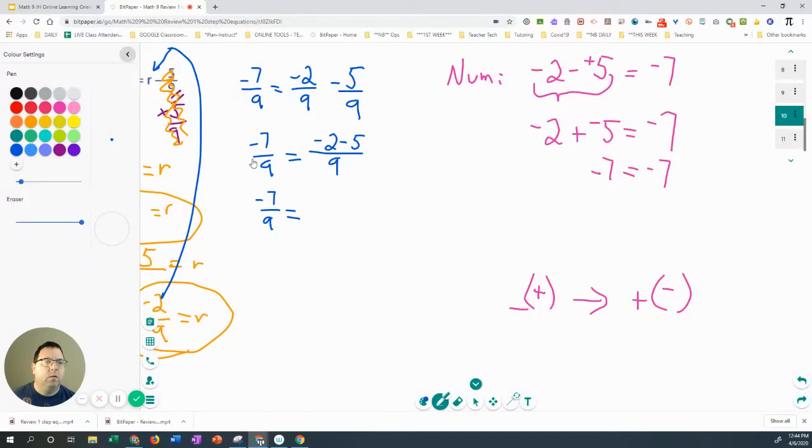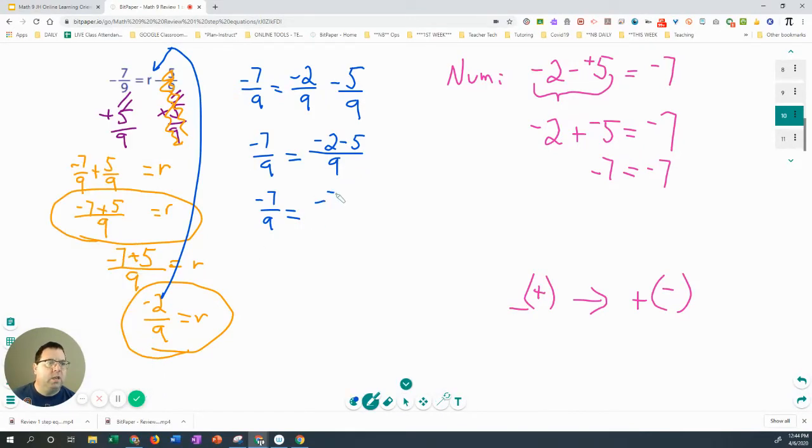And what have we got? Well, we've got -7/9. Okay? All right, so again, one of the things I wanted to point out is, yes, it's perfectly fine to have the variable on the right side. There's nothing wrong with that, okay?